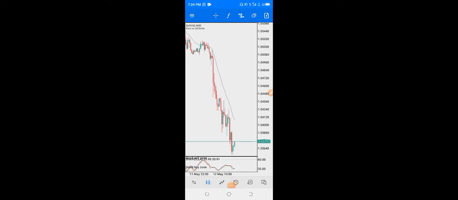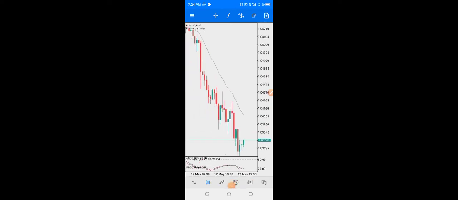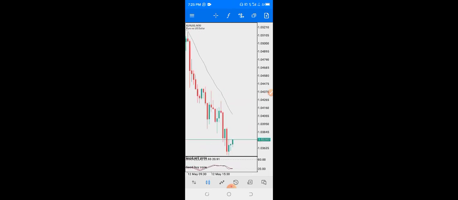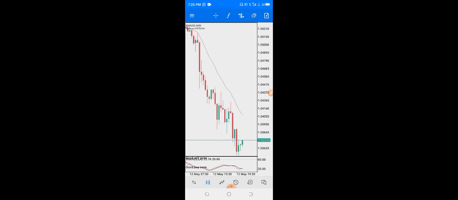Let me just zoom out of this. Okay, sorry, let me zoom in. All right, so on this particular chart here, you can see that the market is moving down, right? So all you are looking for here is to sell. Okay, this is the current chart. So all you'll be looking for here is to sell this market.